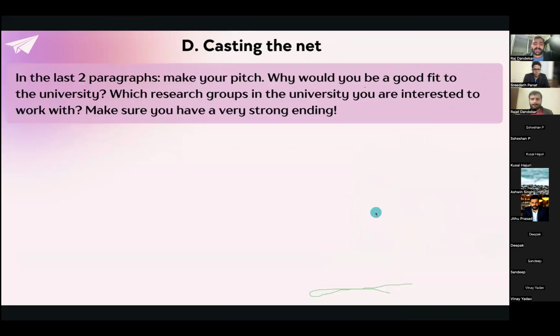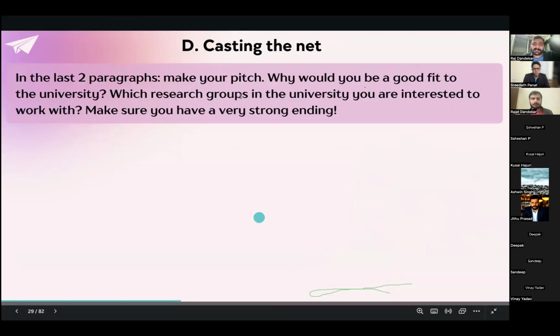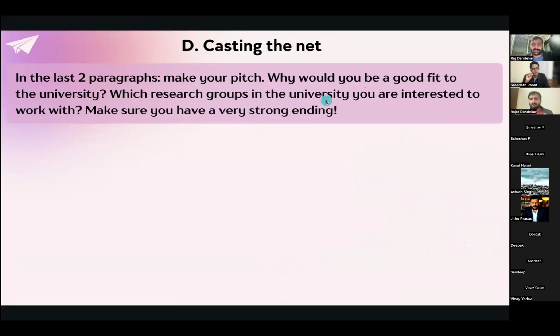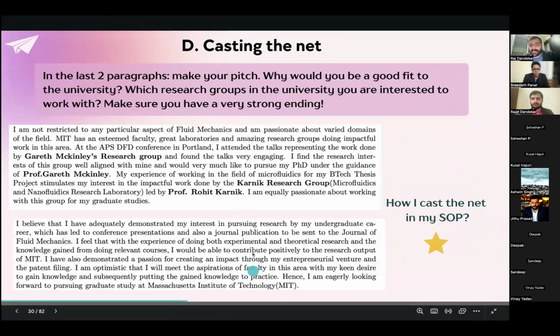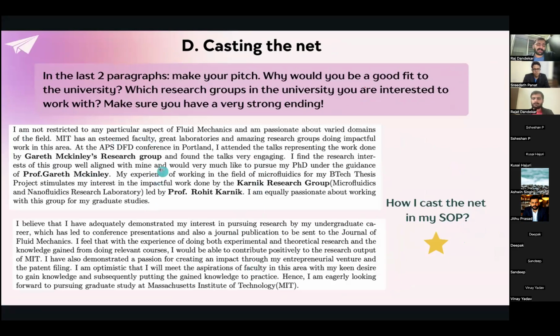And through this sandwich technique, you can even add some supporting cast elements which are not directly related to your thread. And finally, the most important thing is casting the net. So this is where you have to make your pitch to the admissions committee. Why would you be a good fit to the university? Which research groups in the university you are interested in? So here you can see the last two paragraphs of my SOP. In the second last paragraph of my SOP, I have written about the research groups I'm planning to work with.